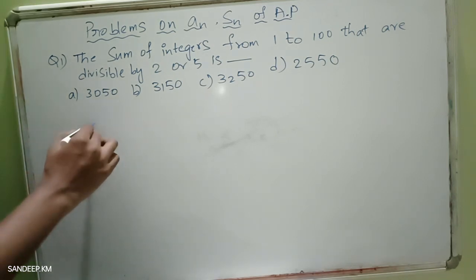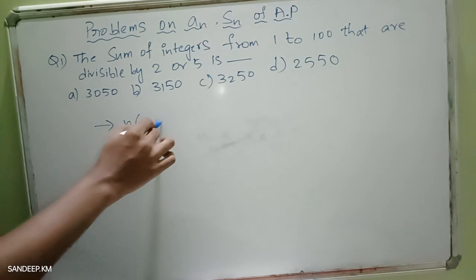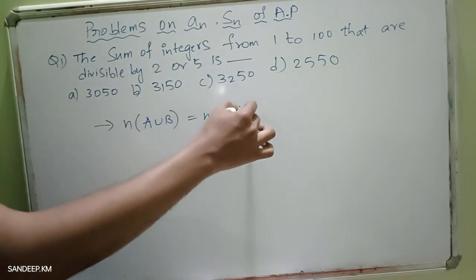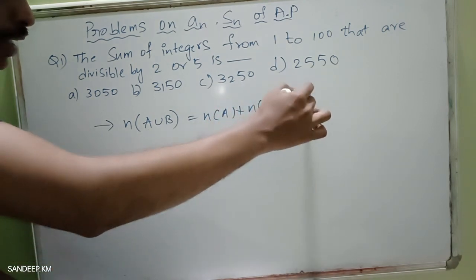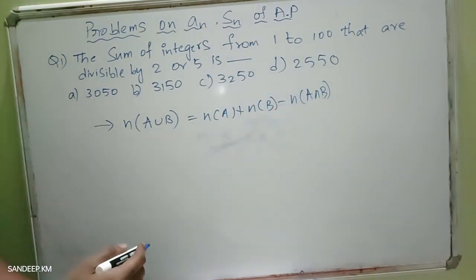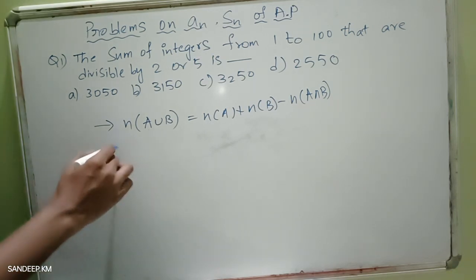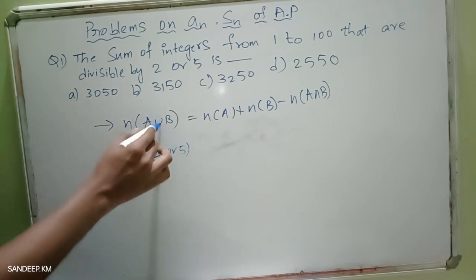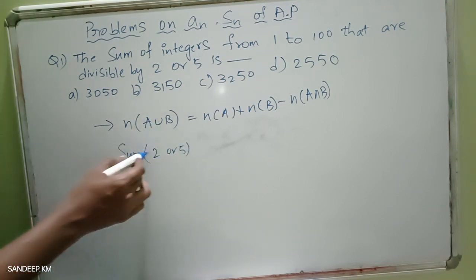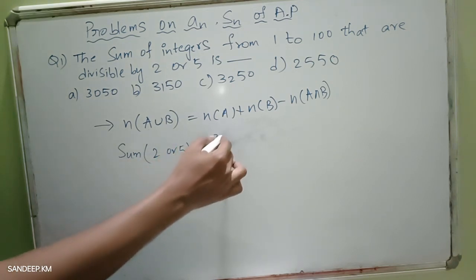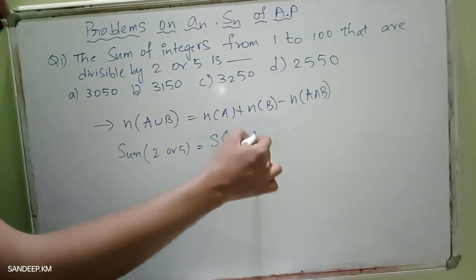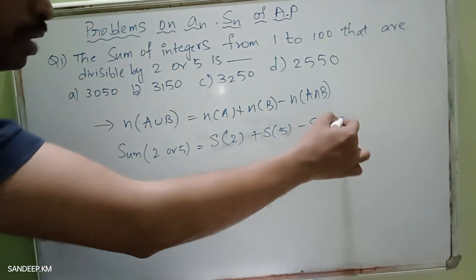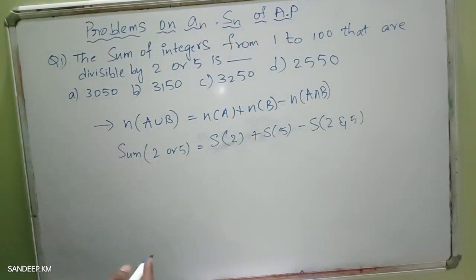You might know that the number of terms in A union B, in two sets A union B, is equal to n of A plus n of B minus n of A intersection B. So I'll use the same concept here: the sum of the numbers divisible by 2 or 5, union is nothing but OR. The sum of the numbers divisible by 2 or 5 is equal to the sum of the numbers divisible by 2 plus the sum of the numbers divisible by 5 minus the sum of the numbers divisible by 2 and 5.